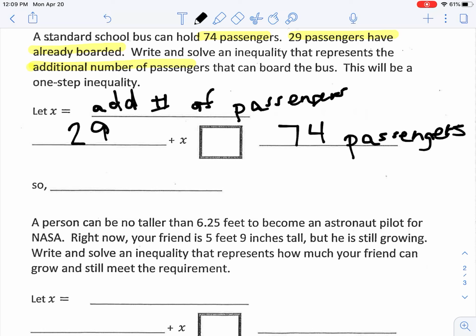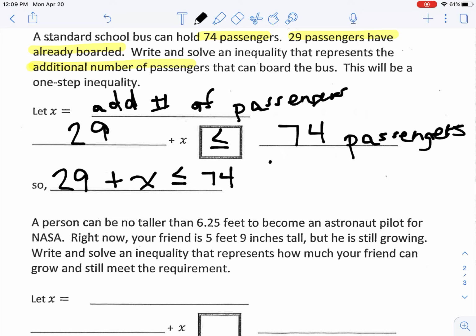So that means I could have less than 74. I could have exactly 74, but I can't have more than. So our sign is going to be less than or equal to 29 plus x. So we're going to write that down here on the answer line. 29 plus x is less than or equal to 74.